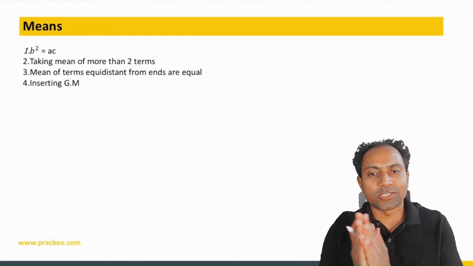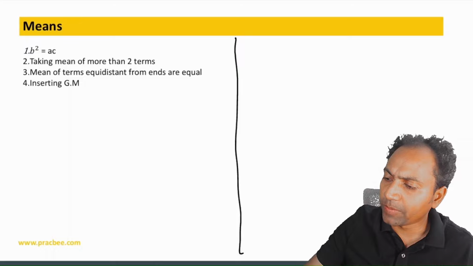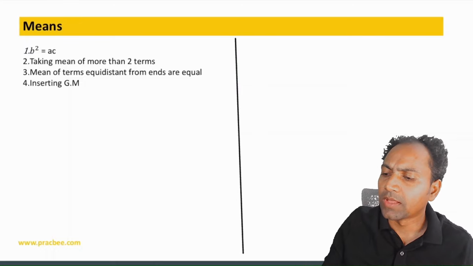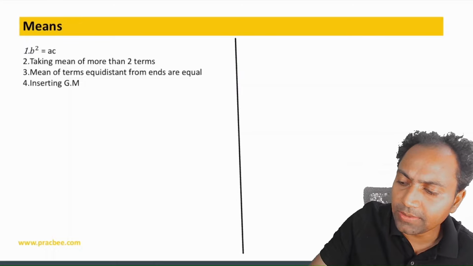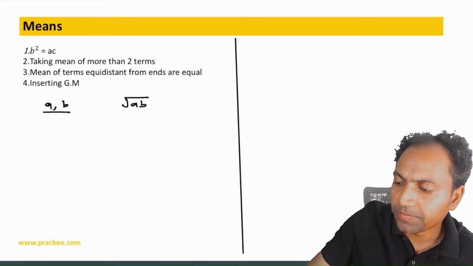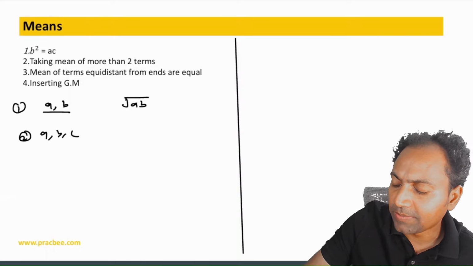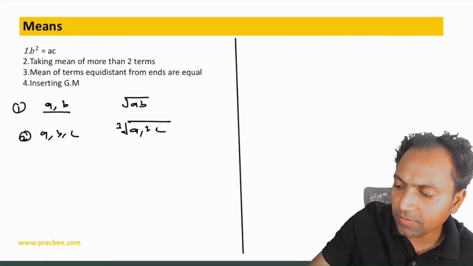Now next is the concept of means. Now in this concept of means, you can see we divide the property into two parts. The first part is how to take a mean of two terms. So if you have two terms A and B, their mean would be nothing but root of AB. If you have three terms like A, B and C, their mean would be A into B into C raised to the power 1 by 3.